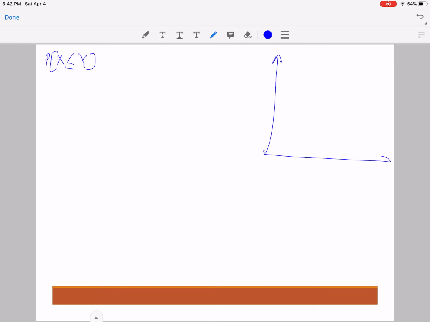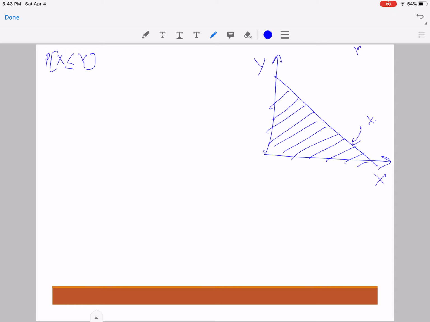So this is the region of non-zero probability right here. X is greater than or equal to 0, y is greater than or equal to 0, and x plus y is less than or equal to 1. So this line is x plus y equal to 1. I need to find the probability of this region A. So let's plot this region. This is step 1, plotting NZ.